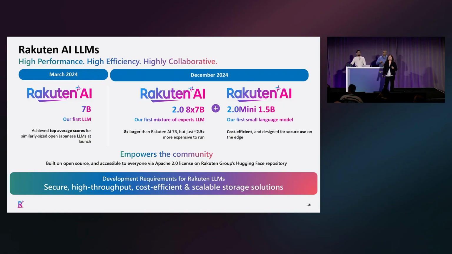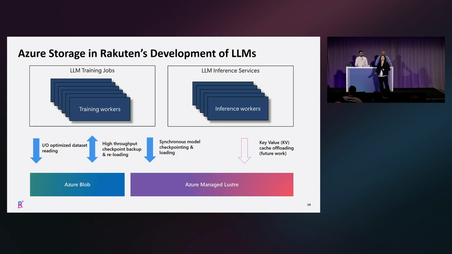To drive the AI transformation for our more than 70 business services, Rakuten has heavily invested in AI, including building our own Japanese large language models for the Japan market. Here are just some examples of large language models and small language models we launched last year. Currently, we're working on large language models with hundreds of billions of parameters. To develop large language models at this scale, we must have secure, high throughput, cost-efficient, and scalable storage solutions. For that, we currently use Azure Storage.